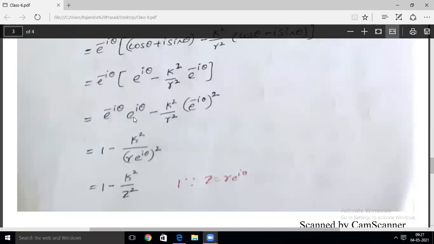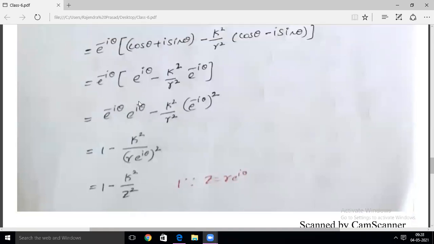The bases are the same, so we can add the powers. Adding the powers, minus i theta plus i theta gives 0, and e power 0 is 1. So we get 1 minus k square by r square into e power minus i theta whole square, and this comes to the denominator. So it becomes e power i theta whole square.